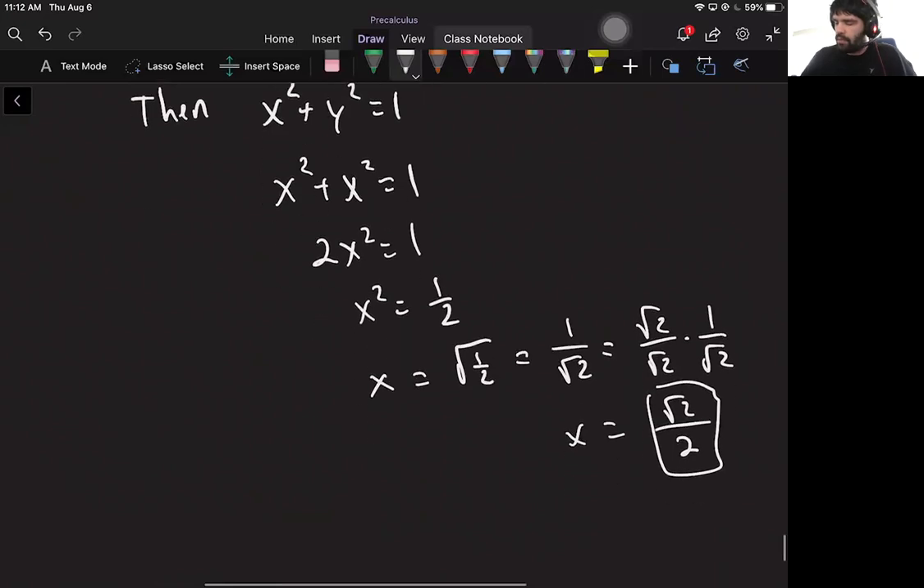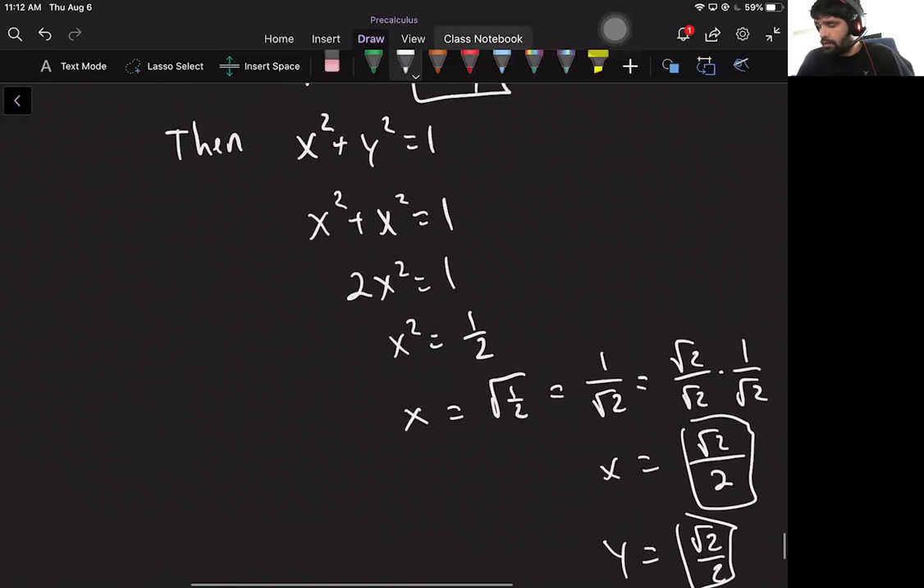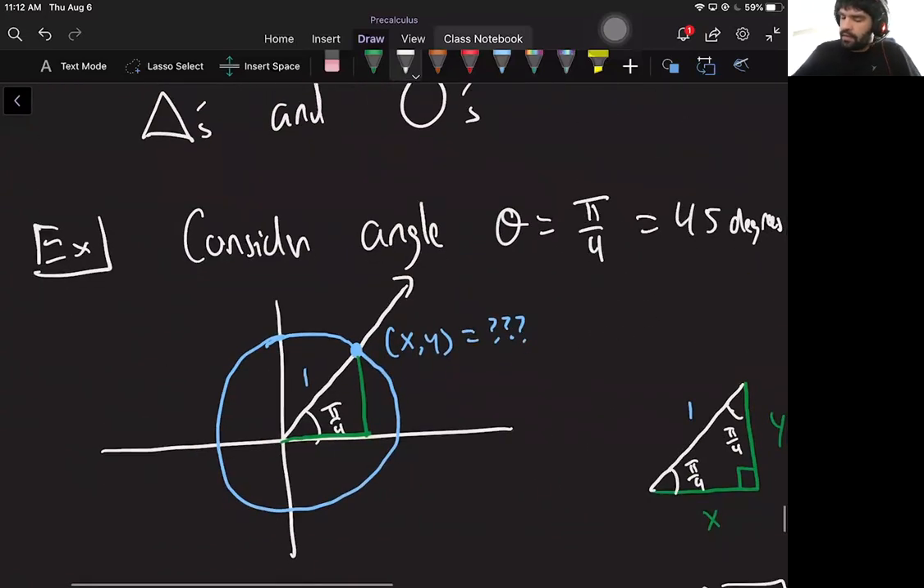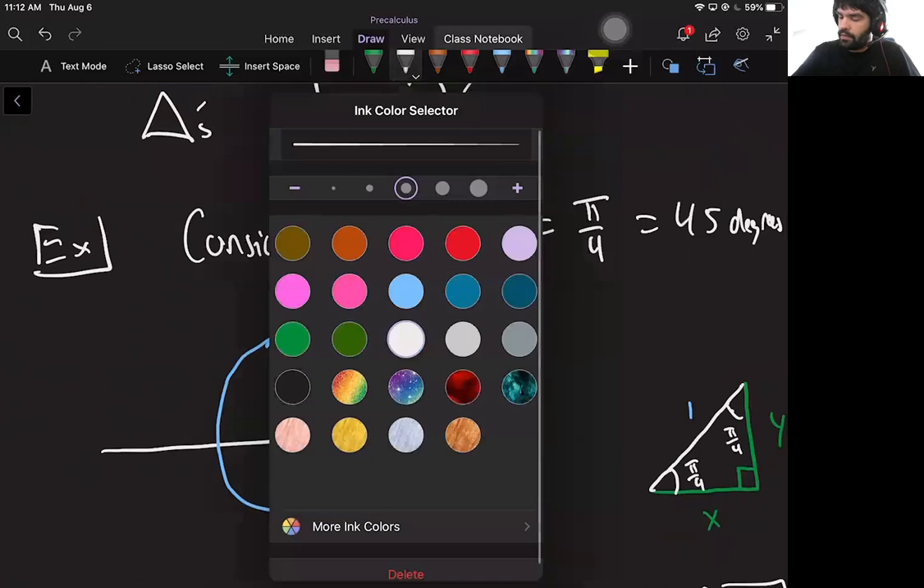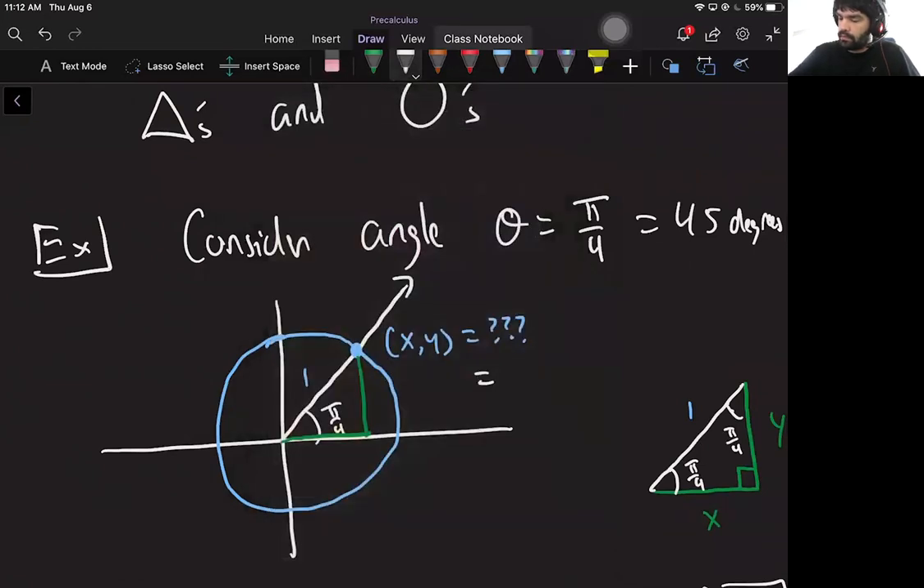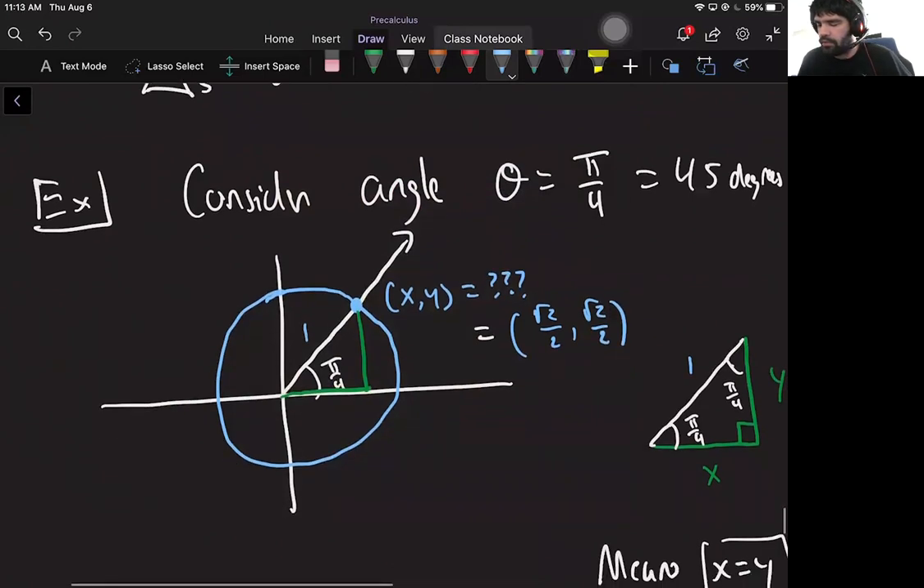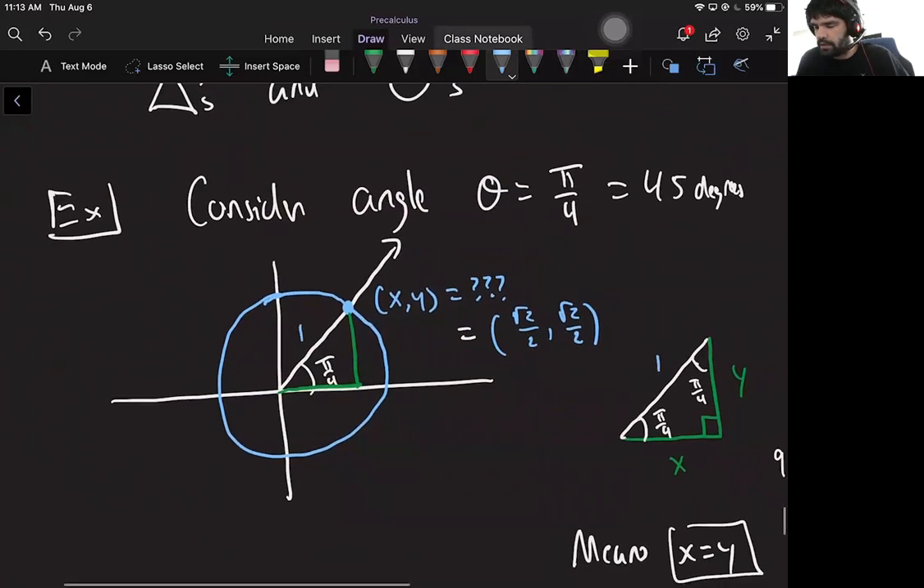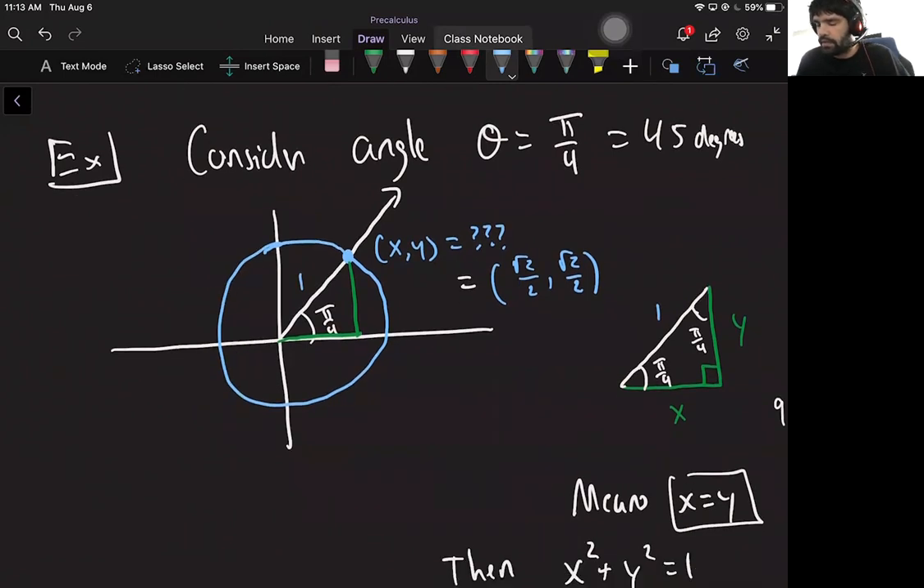But then that's the same as y. So that's also the same there. So what is the xy coordinate? It is root 2 over 2 comma root 2 over 2. That is the xy coordinate corresponding to the angle pi over 4. Okay, so this is the relationship we study a lot in this section, which is given an angle, what's the point that the angle touches the unit circle at? That's what we've just figured out for this guy.